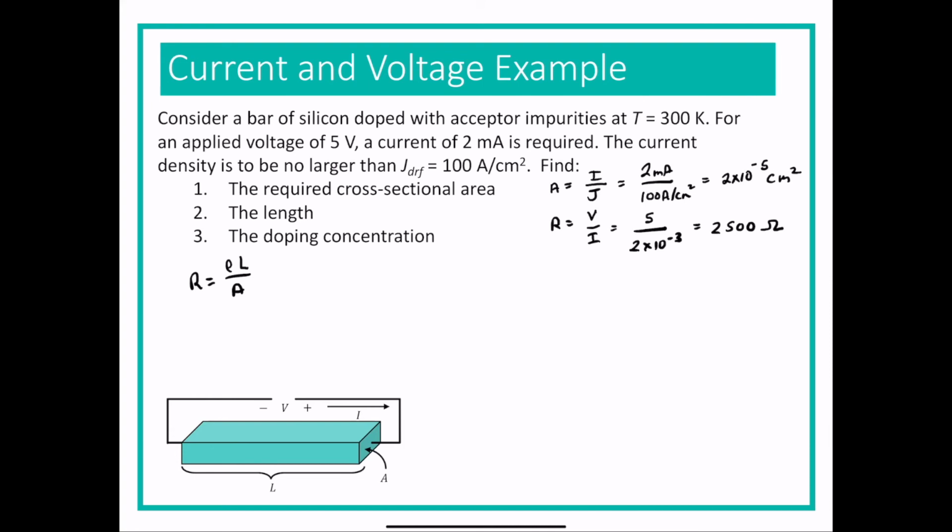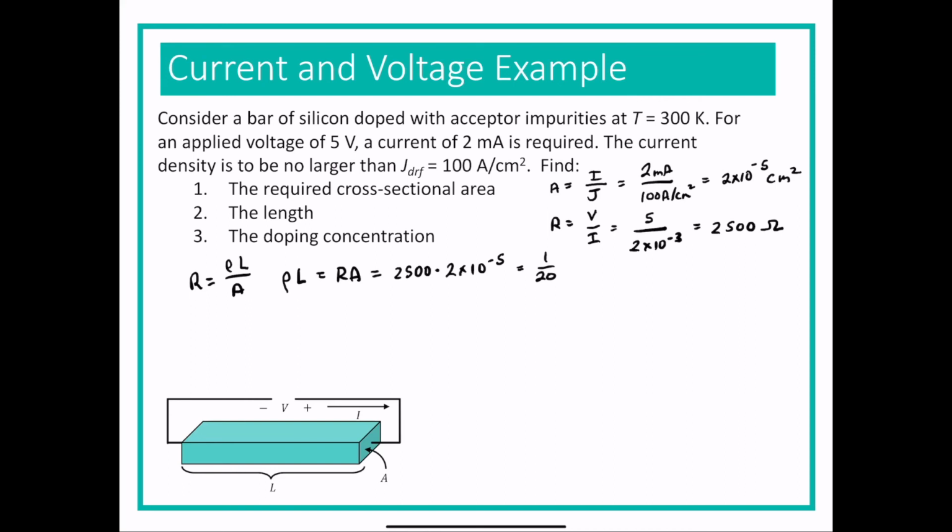So that means that rho L is going to be R times A. And we don't know L, that's one of the things we have to find. And we also don't know the resistivity, but we do know R times A. R was 2,500, and A was 2 times 10 to the minus 5, and that gives us basically 1 over 20. I don't use fractions very often, but it's a fraction.